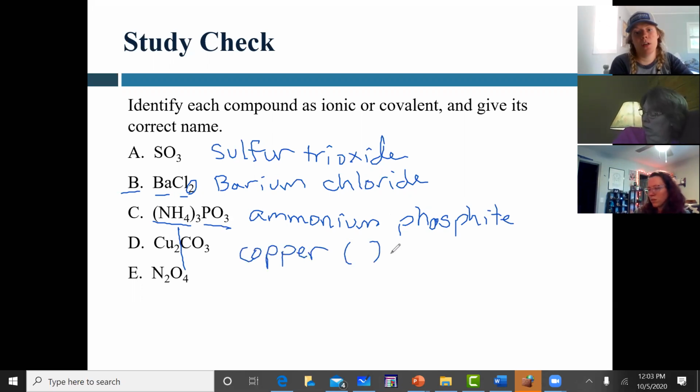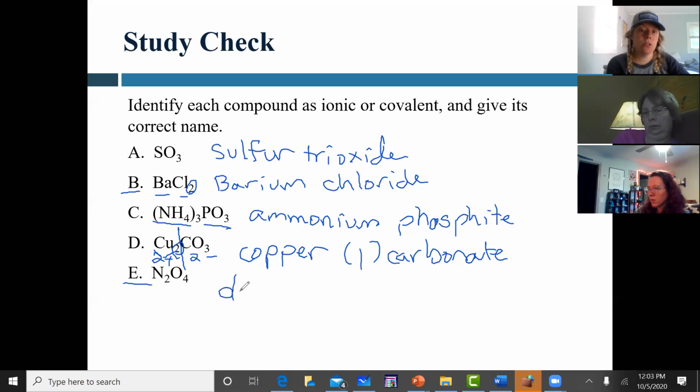Copper has an unpredictable charge, so we need a Roman numeral, and that thing is carbonate. So let's figure out what the copper's charge is. Carbonate is always a 2- charge, so this needs to be a 2+ charge, and there's 2 of them to distribute it over. So it's copper(I) carbonate. This last thing down here is molecular. It's two nonmetals. So I'm going to call this dinitrogen tetroxide.